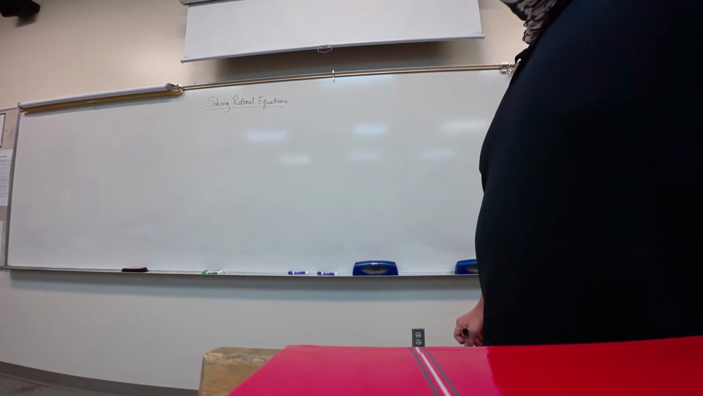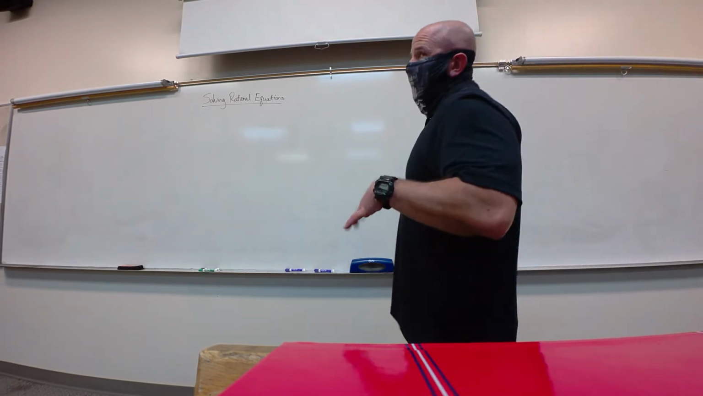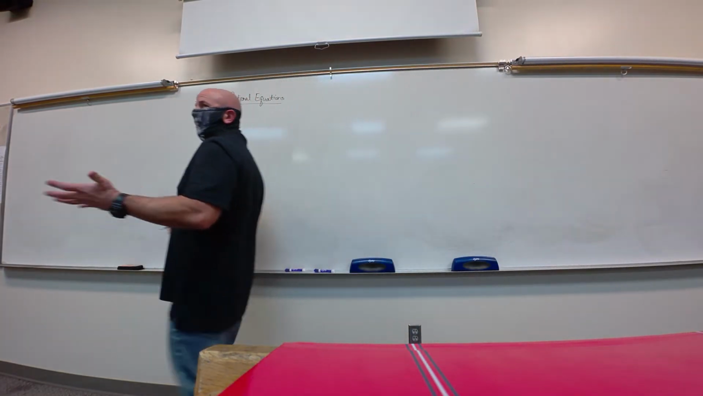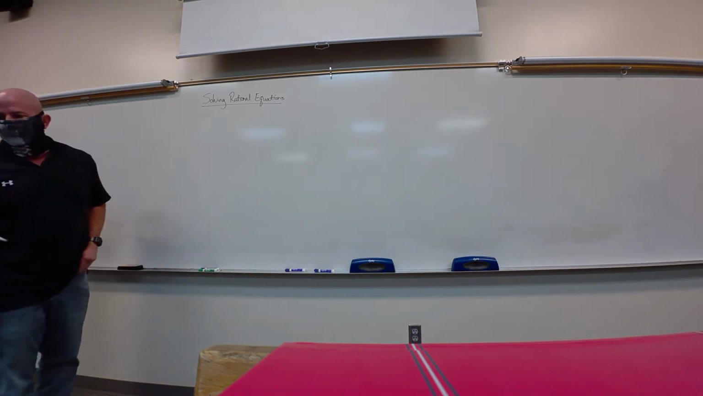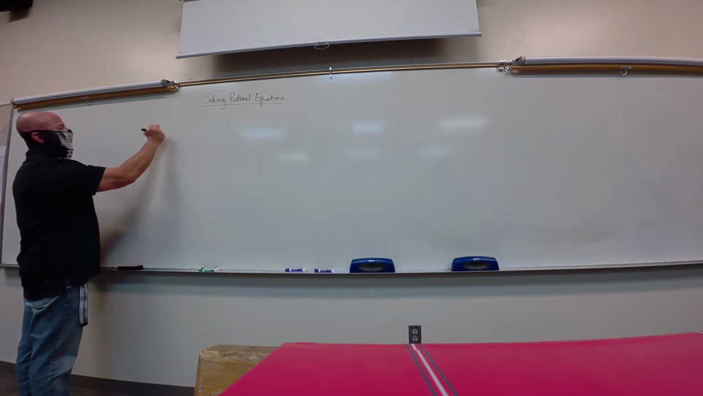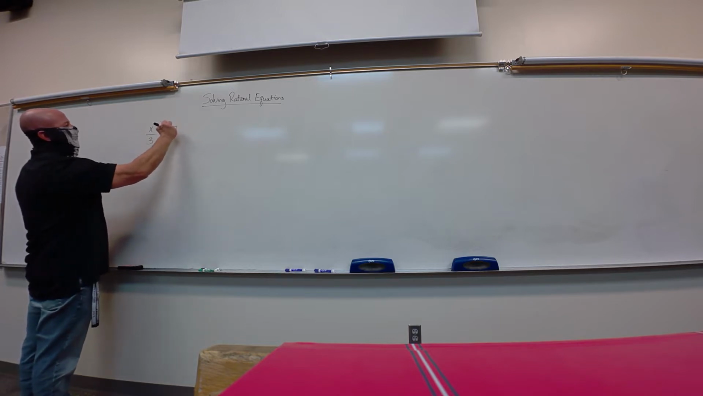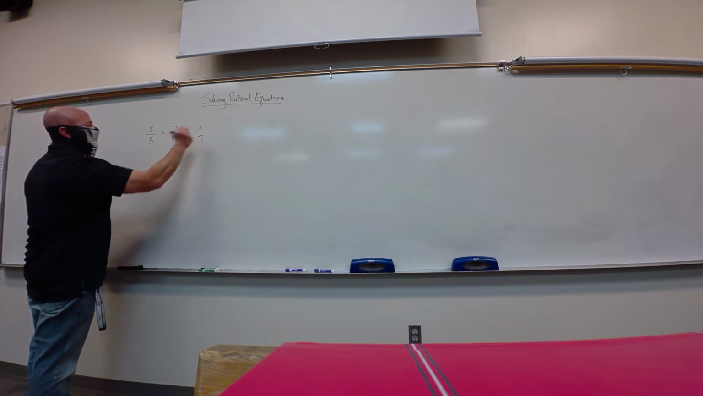All right, solving rational equations. Now, the nice thing is this will involve a couple of things that we've done before. You've actually solved a rational equation before. Something like this would be something you've solved before. Let's go x over 3 plus 7 over 15 equals x over 5.